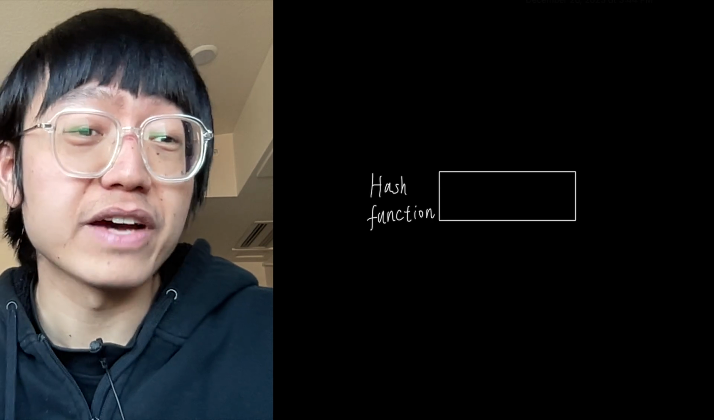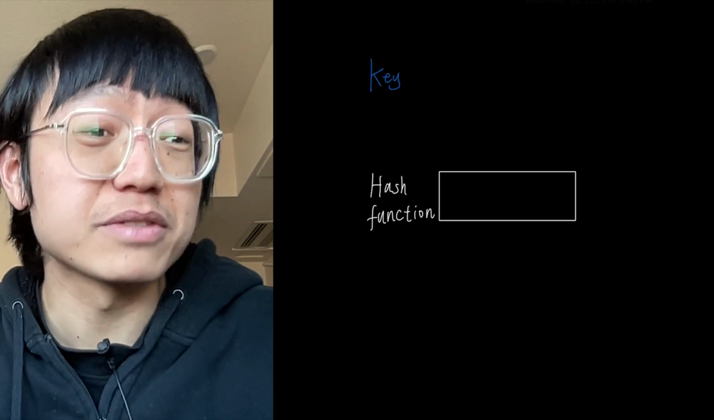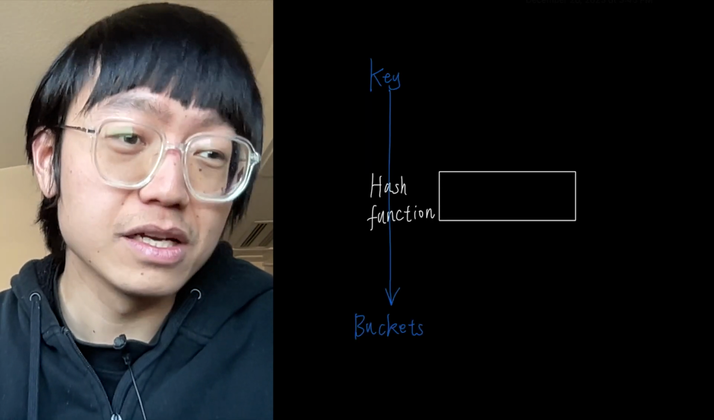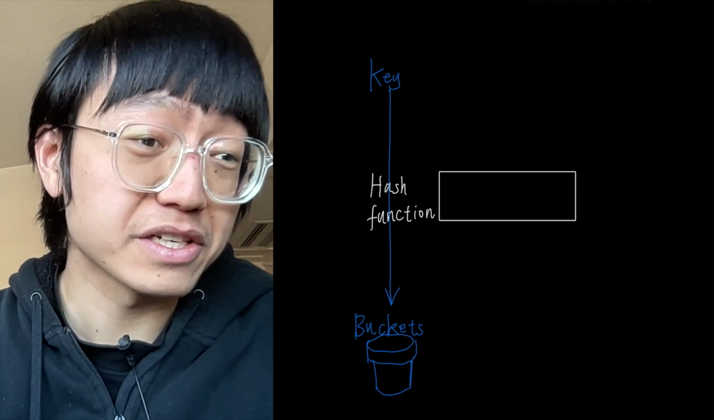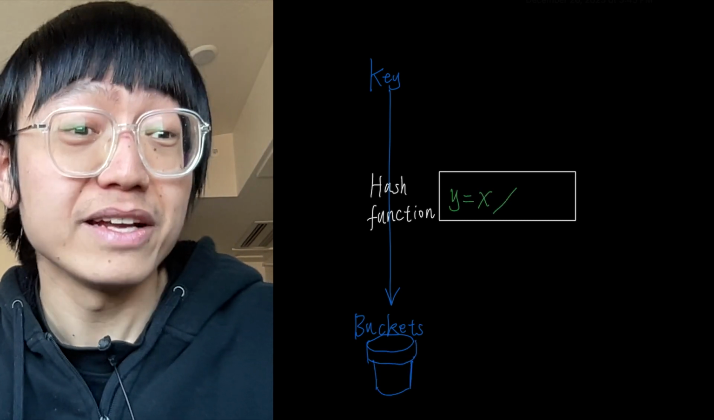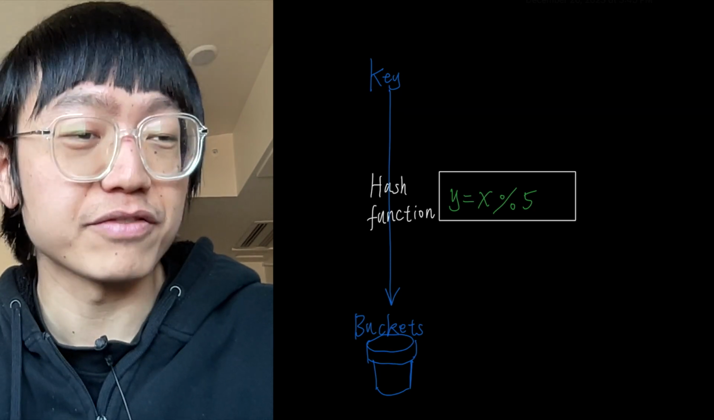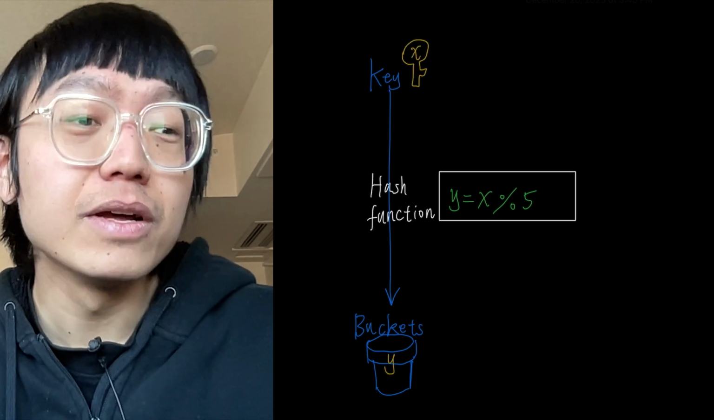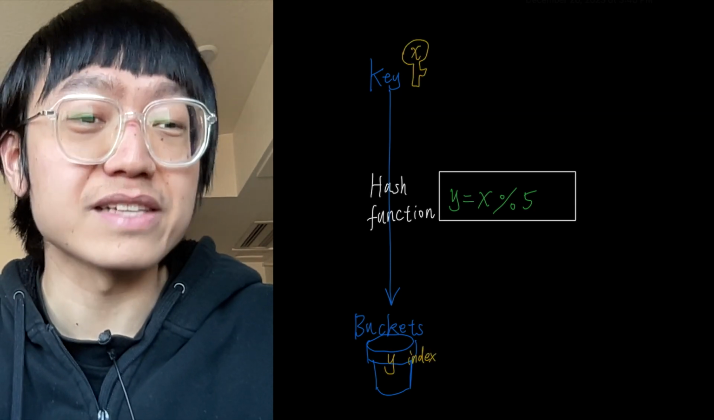The hash function is the most important component of a hash table, which is used to map the key to a specific bucket. So here we have a hash function: y is assigned the remainder of x divided by 5. Here, x is the key value and y is the index of the assigned bucket.